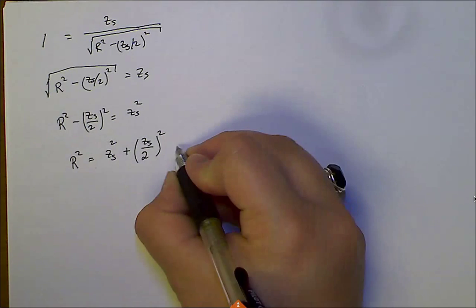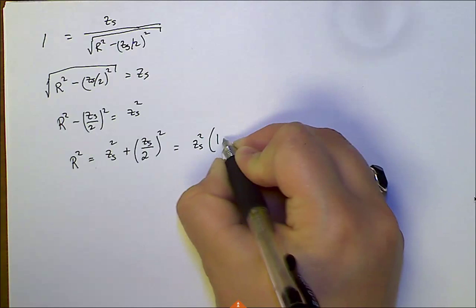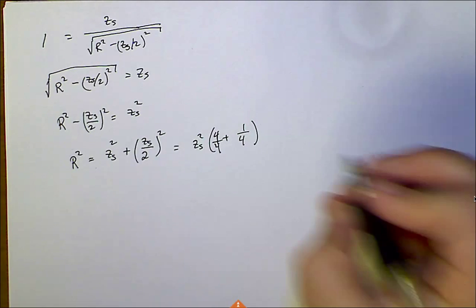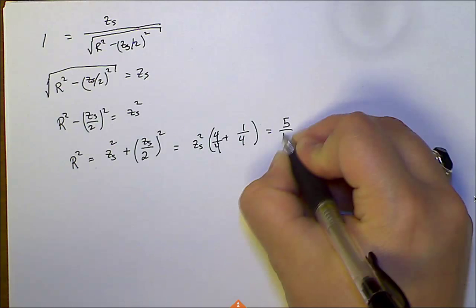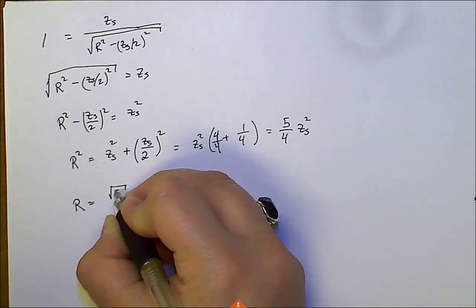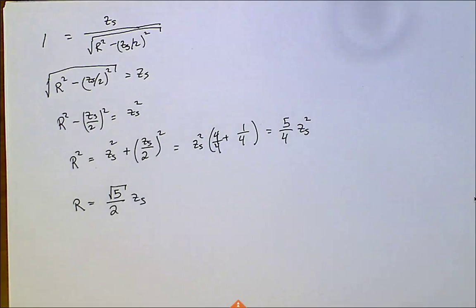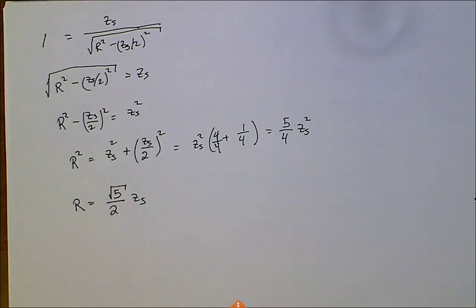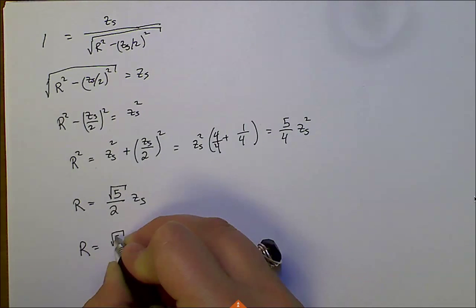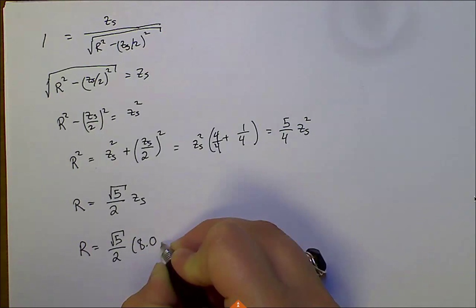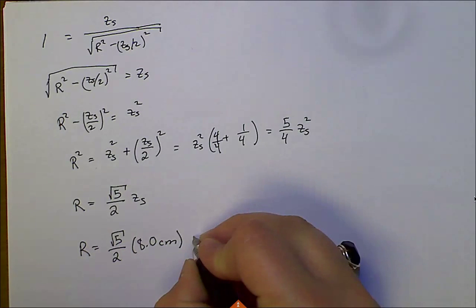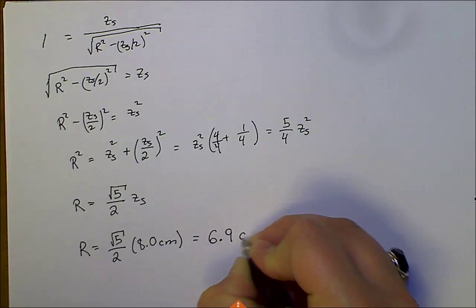All right, so this really here is zs squared times 1 plus 1/4. That, of course, if I do my 4 over 4 here, that's 5/4. And then r is the square root of 5 over 2 times z sub s. But I know what z sub s is. They told me that in the problem. z sub s is just 8 centimeters. So r is the square root of 5 over 2 times 8 centimeters. And if I plug all of this into my calculator, I find that r is equal to 6.9 centimeters.